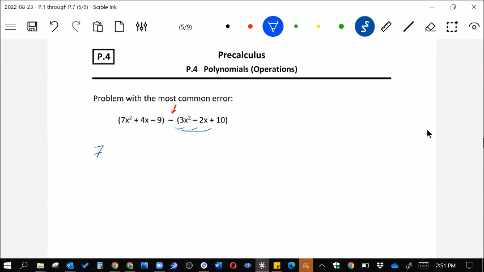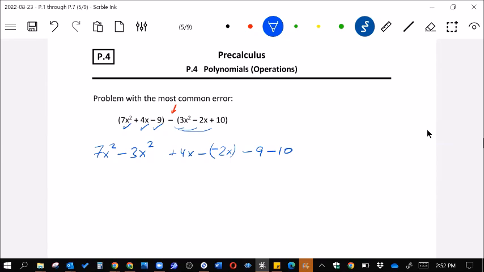You can think of it as 7x squared, take away the same term in here, the 3x squared, and then you have a plus 4x, take away a negative 2x. Notice I'll put in parentheses because we're going to have to focus on the two negatives. And then we have minus 9. So we first did this, then this, then this. Each of them subtracting their counterpart if there is one. Minus 9, take away 10.